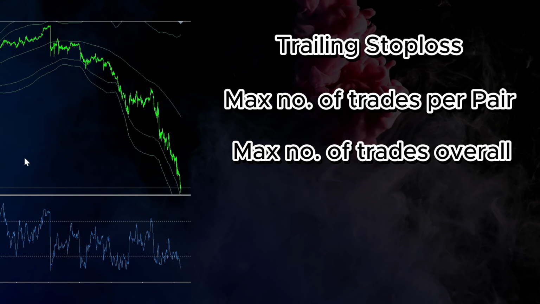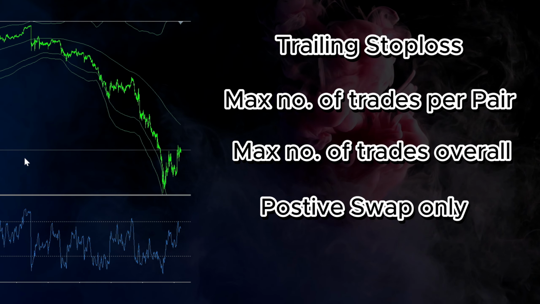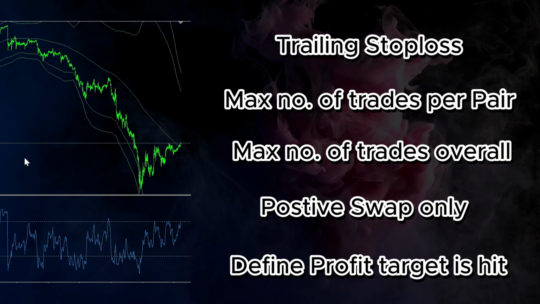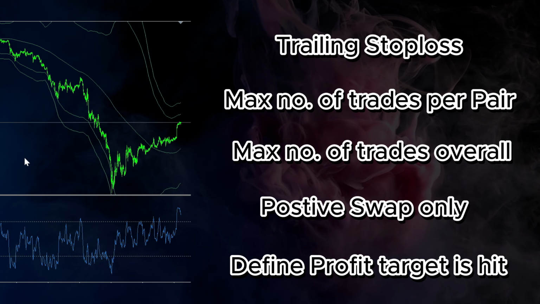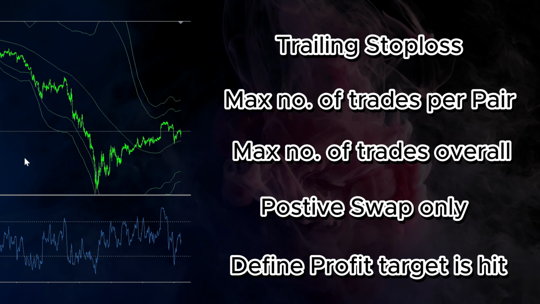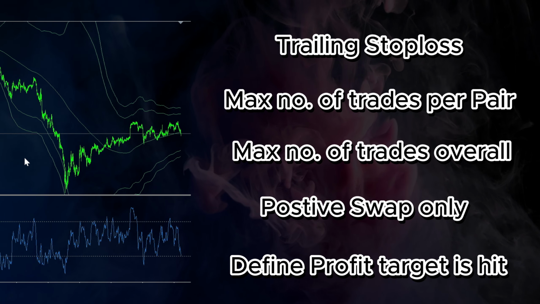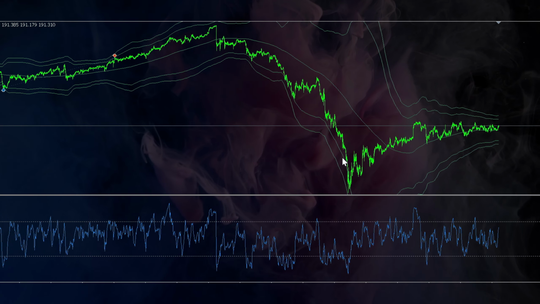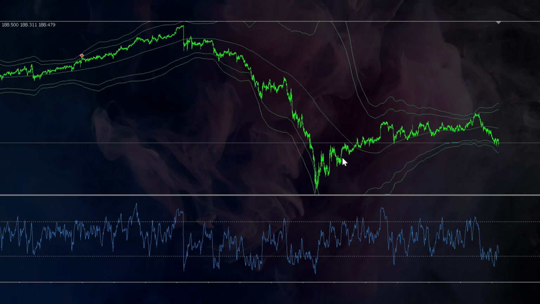We'll add 2 more features, which is to only trade in the direction where the swap is positive, and also to close all of the trades once a defined profit target is hit. So if the EA ends up opening 3 or 4 trades, then we look to set a fixed dollar amount profit or a percentage of the account balance as profit target so that once that target is reached, we close all of the positions. So these are the 5 features that we will look at, and we'll go through all of the coding, explaining every step in detail, like always.